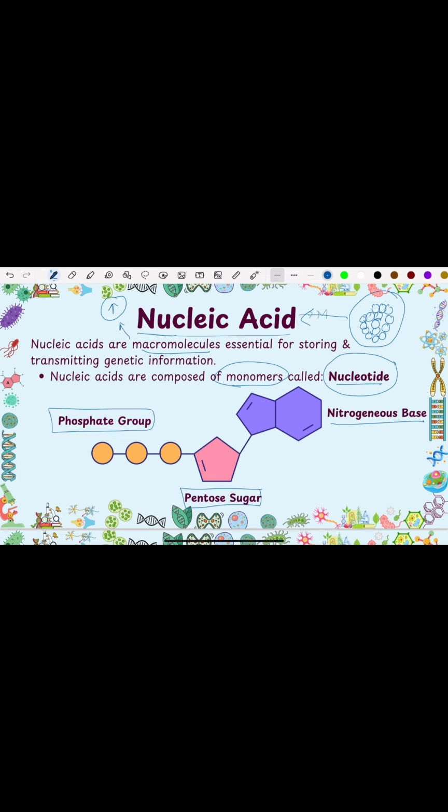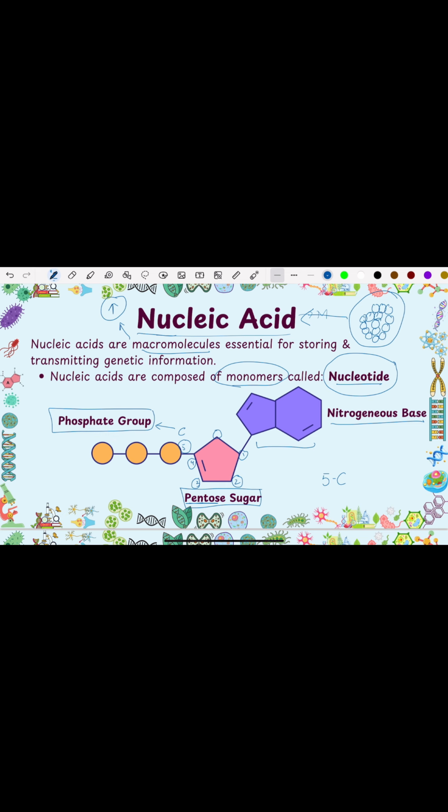So this is a pentose sugar. It means that it is composed of 5 carbons. Carbon number 1, carbon number 2, carbon number 3, carbon number 4, and here we have carbon number 5, and on this side we have oxygen. So at carbon number 5, the phosphate group is attached, and at carbon number 1, the nitrogenous base is attached.